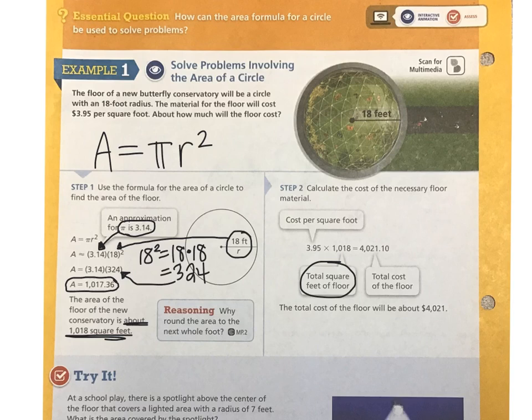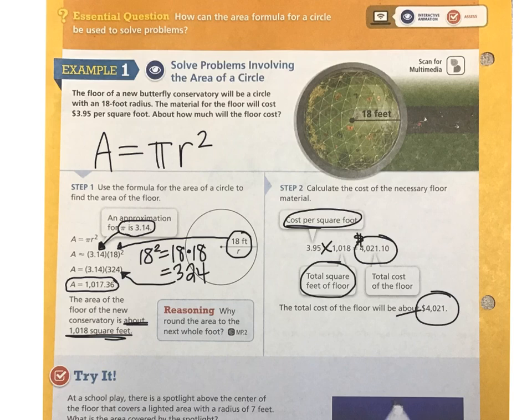Then you need to multiply the amount of flooring, which is in square feet, times the cost per square foot. And once you multiply those, you're going to get the total cost of that flooring, which is about $4,021. In fact, they estimated here $4,021.10.